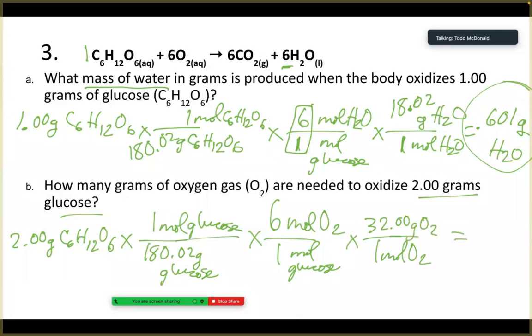Punch this into a calculator. 2 divided by 180.02 times 6 times 32.00. We're going 3 sig figs here, so 2.13 grams of O2 are needed. Okay. So that is definitely, I'm going to double check. Yeah, that looks right.